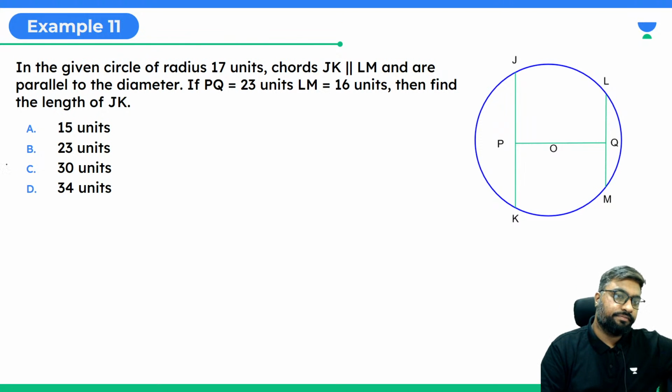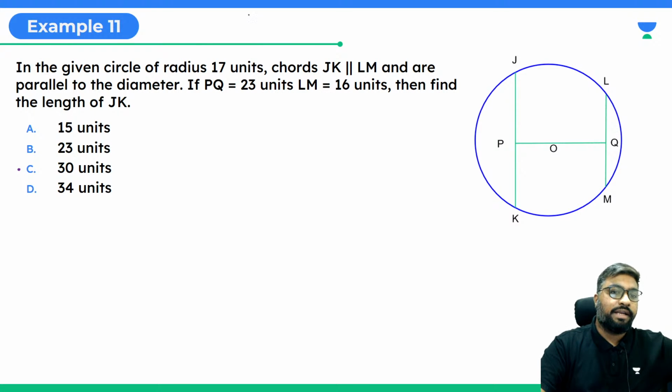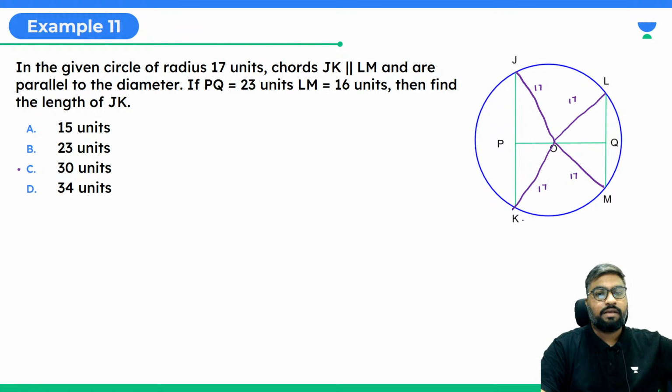Pragya says 30. Others? What is happening? Let's first read the question. Radius is 17 units. So if this is the center, then OL is 17. Same way OM is also 17. We have OJ is 17 because these are all radii. OK is also 17. Yes.